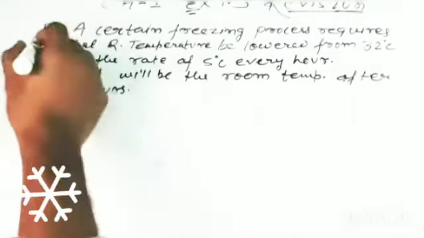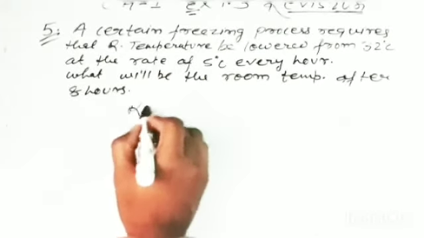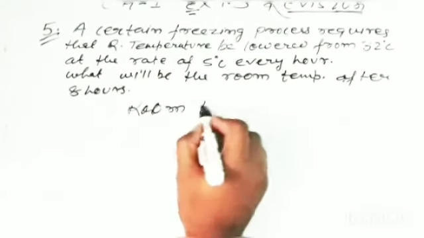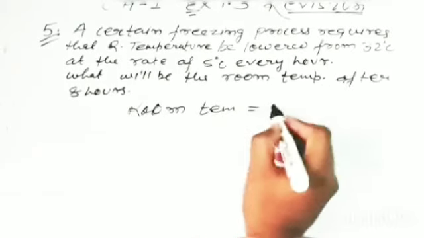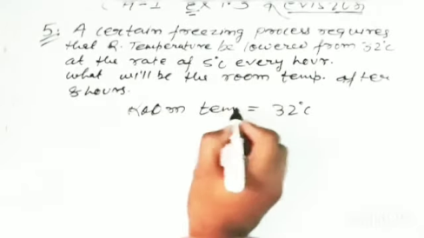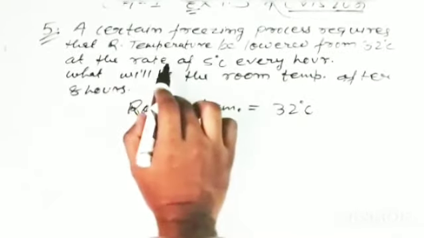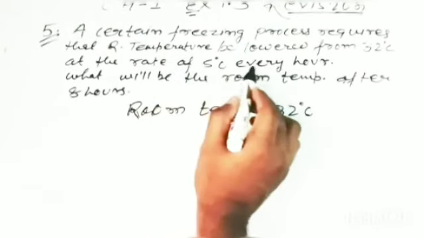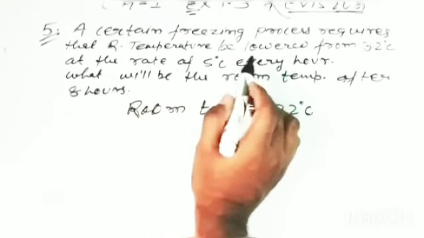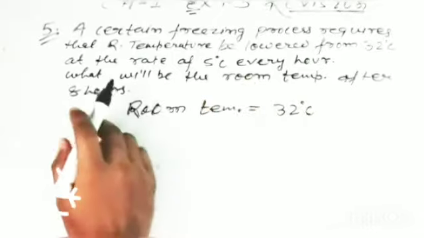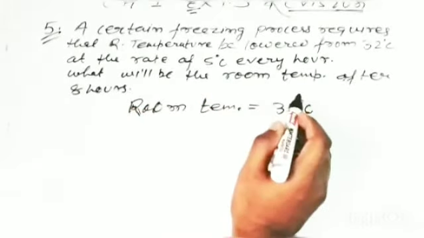Next we have, children, question number 5, which is a word problem. It says a certain freezing process requires that room temperature be lowered from 32 degrees Celsius. Means room temperature is given. It is 32 degrees Celsius. At present, the room temperature is at 32 degrees Celsius. And the rate of freezing is 5 degrees Celsius every hour, means the temperature decreases by 5 degrees Celsius every hour. So what will be the room temperature after 8 hours?